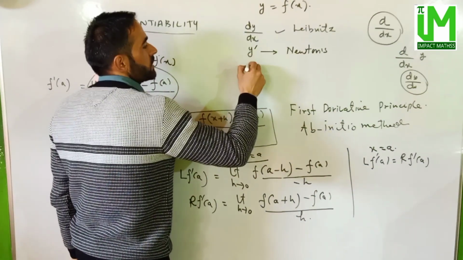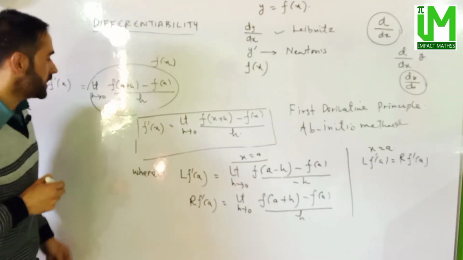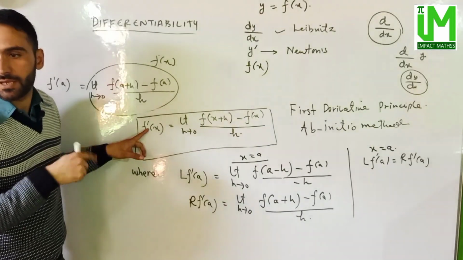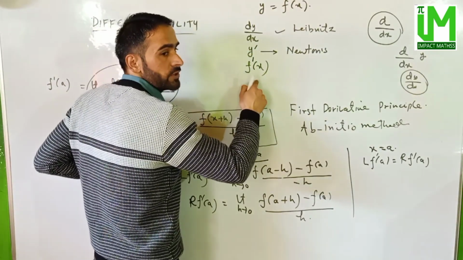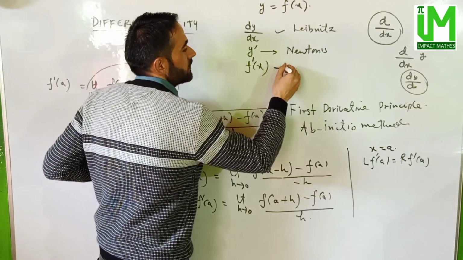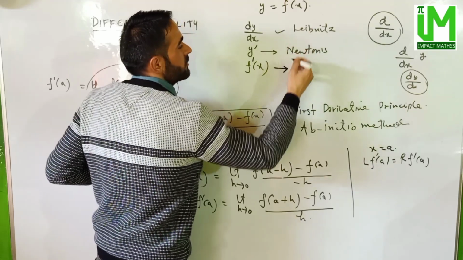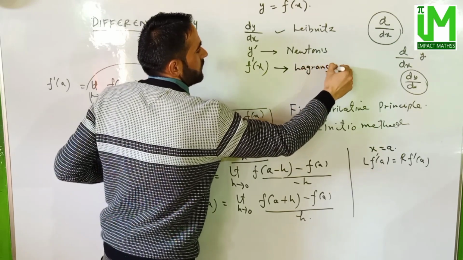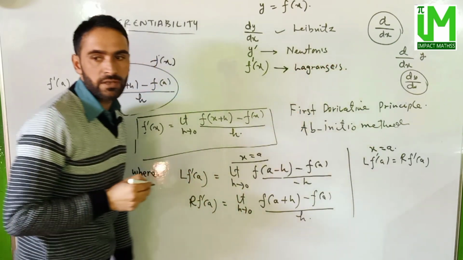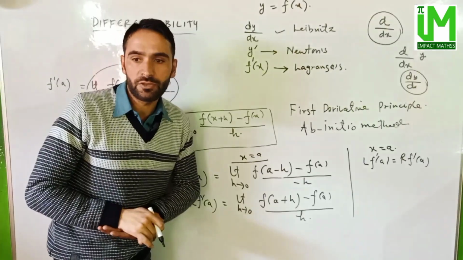Then the notation f of x, as we defined here, f dash of x or f prime of x. If we differentiate f of x, it is denoted by f dash of x. So this was used by Leibniz, this by Newton, and this was used by Lagrange, Joseph Louis Lagrange. This is called the f dash of x, Lagrange's notation.